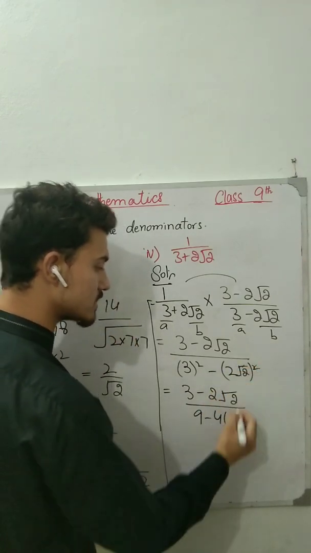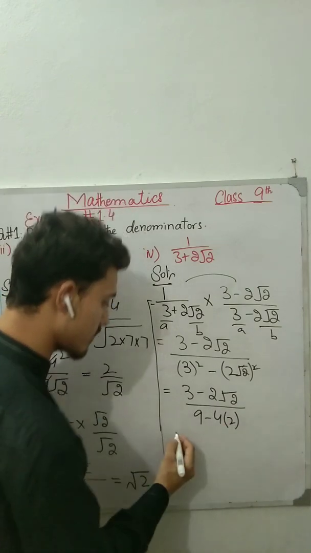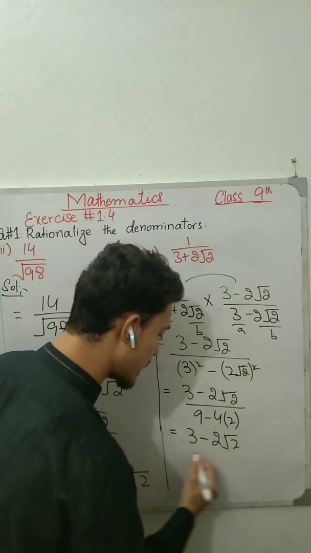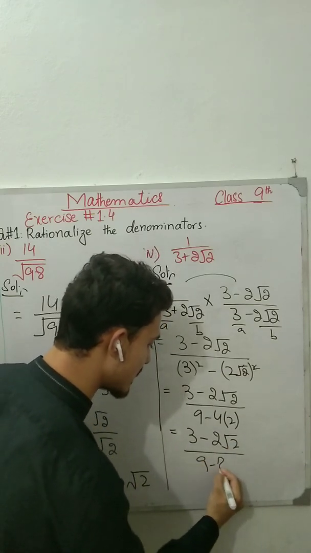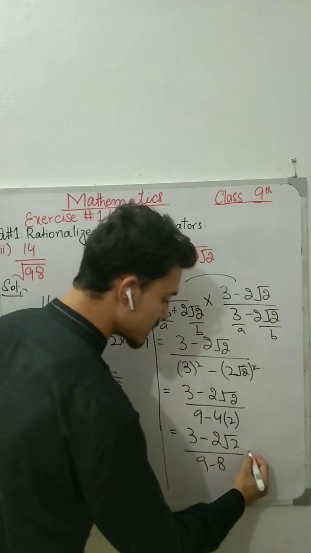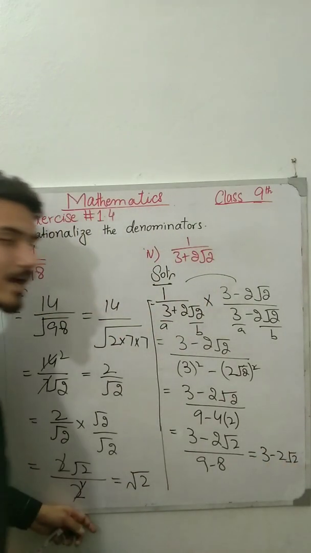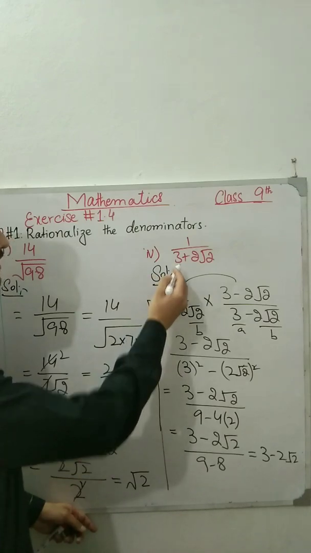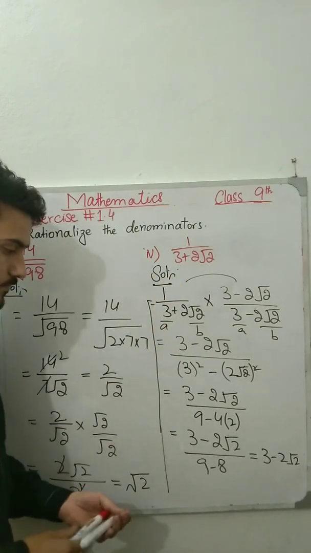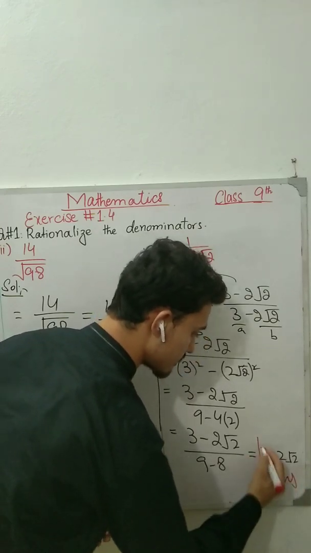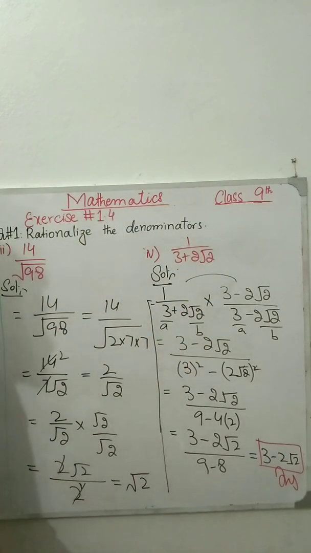This will be cancelled with this. You have 2 left here. It equals 3 minus 2 square root of 2 divided by 9 minus 8, which is equal to 1. So the answer is 3 minus 2 under root 2. That's how you rationalize this question. You just rationalize it. This is my answer. Easy.